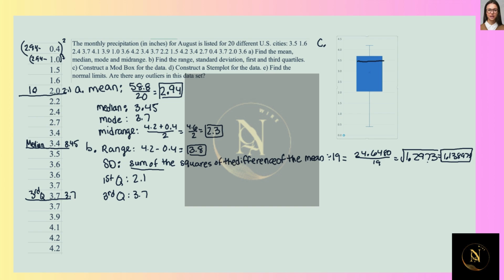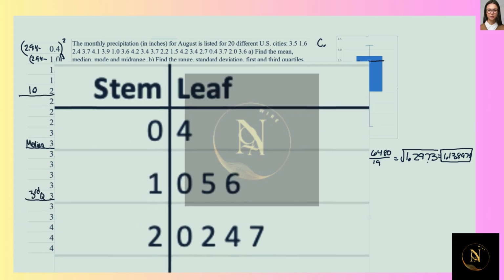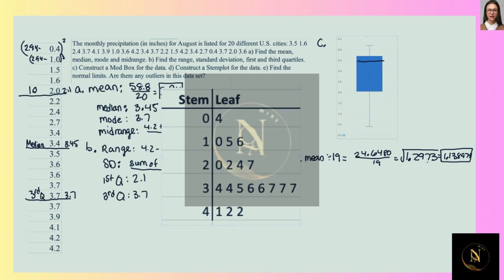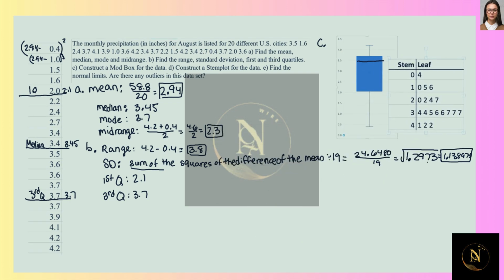The next thing it wanted you to do is make a stem and leaf plot. Everything gets inserted so big. So this here is D. I have D, which is my stem and leaf plot.